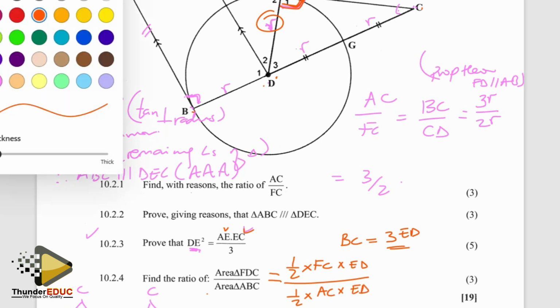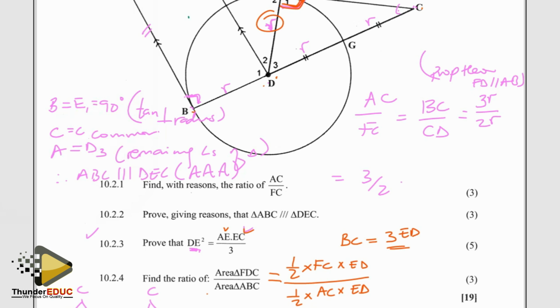So what I can see is that the heights are cancelling. The ED and the ED are cancelling. The half and a half is cancelling. I'm left with FC over AC. Originally in 10.2.1, I had the ratio of AC over FC. Now I'm flipping it around. So the ratio is just going to be 2/3.